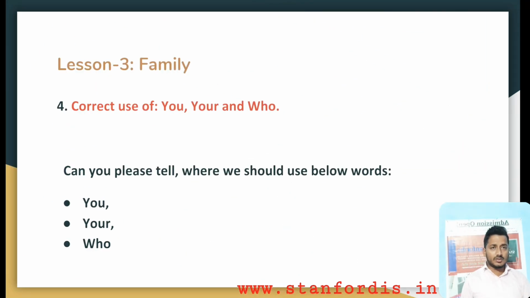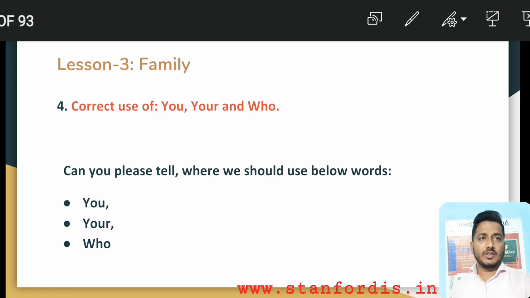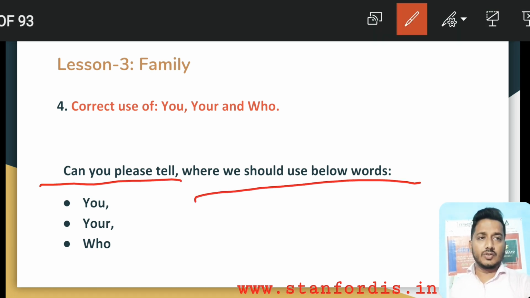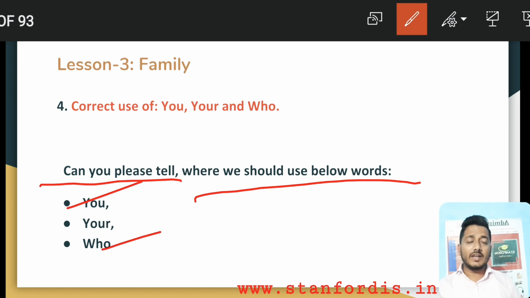I hope you wrote. Now my next question for you all is, can you please tell where we should use these words? Where should we use these words, you, your and who? What is the criteria to use these three words? See, this is a very basic thing, and you know that we are starting from the basic level, so I am inserting these things here because basics are very important for every student. Many people use these words, but they don't know the exact place, the exact way of using these three words. So if you know, please tell me.